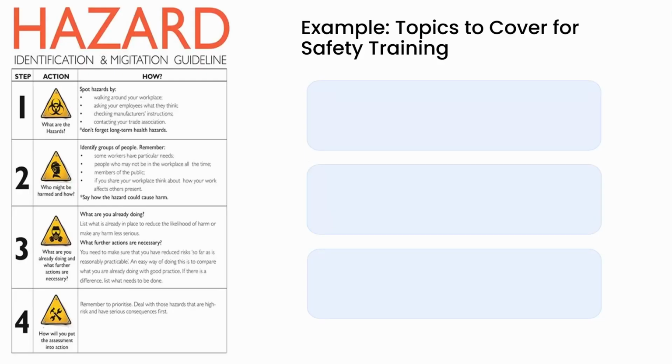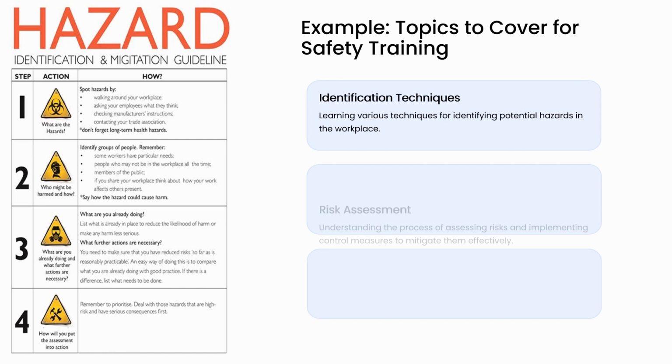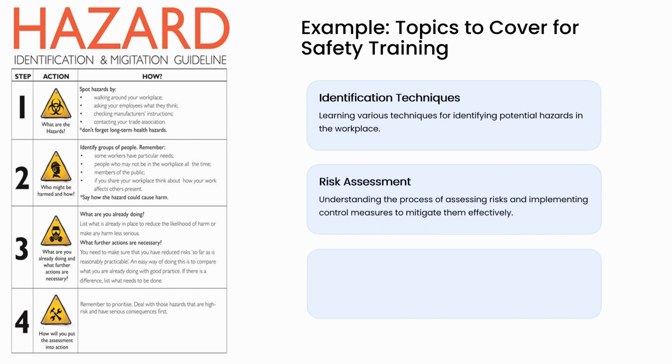In our case study example, at the design stage we define the topics we plan to cover, which could be identification techniques, learning various techniques for identifying potential hazards in the workplace, risk assessment, understanding the process of assessing risks and implementing control measures to mitigate them effectively, emergency response, outlining the emergency response protocols for different scenarios.